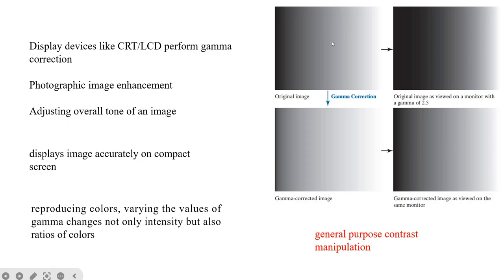This is the original image, and this is the gamma corrected image. This is the original image viewed on a monitor with gamma of 2.5. Okay, so this is the gamma corrected image.